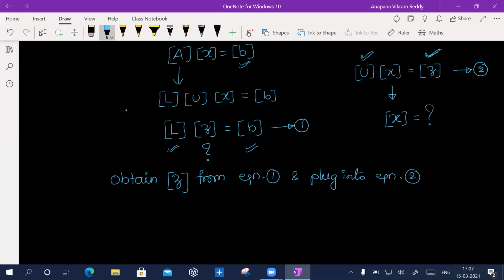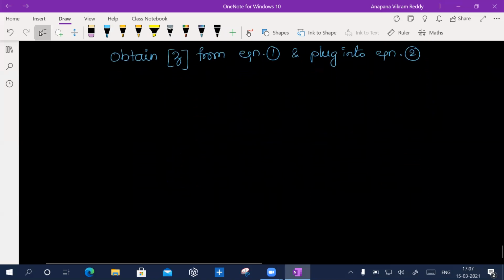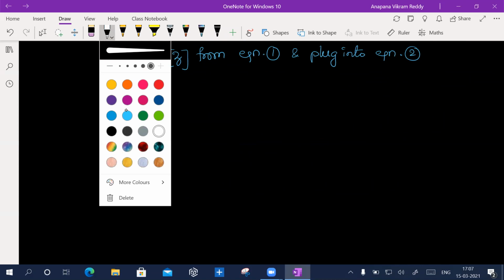What I'm saying is this. For example, we have one system. What is the system here? Anyone? We had one system already, and we are using that system of equations.